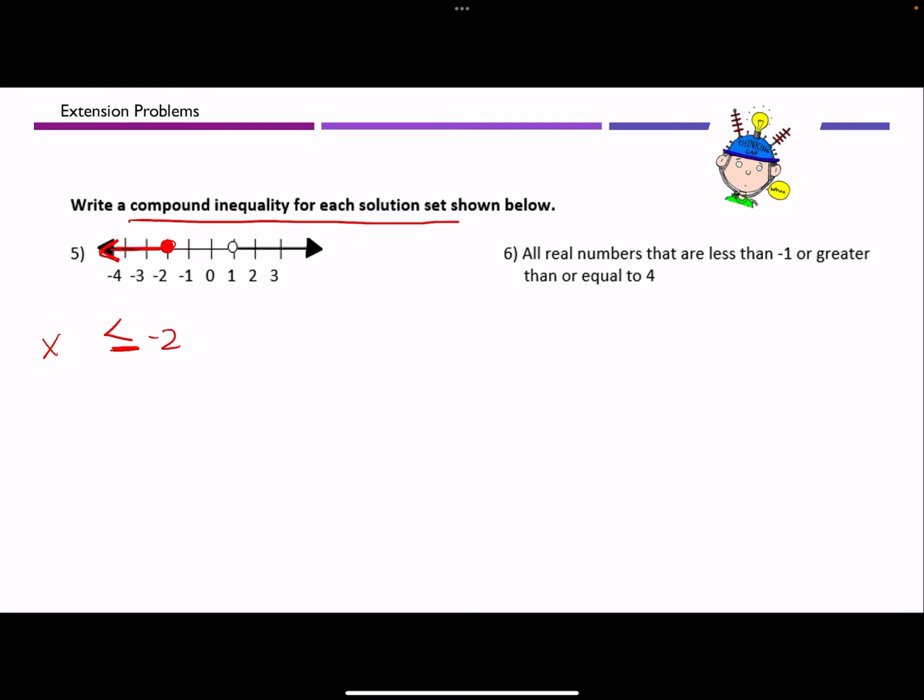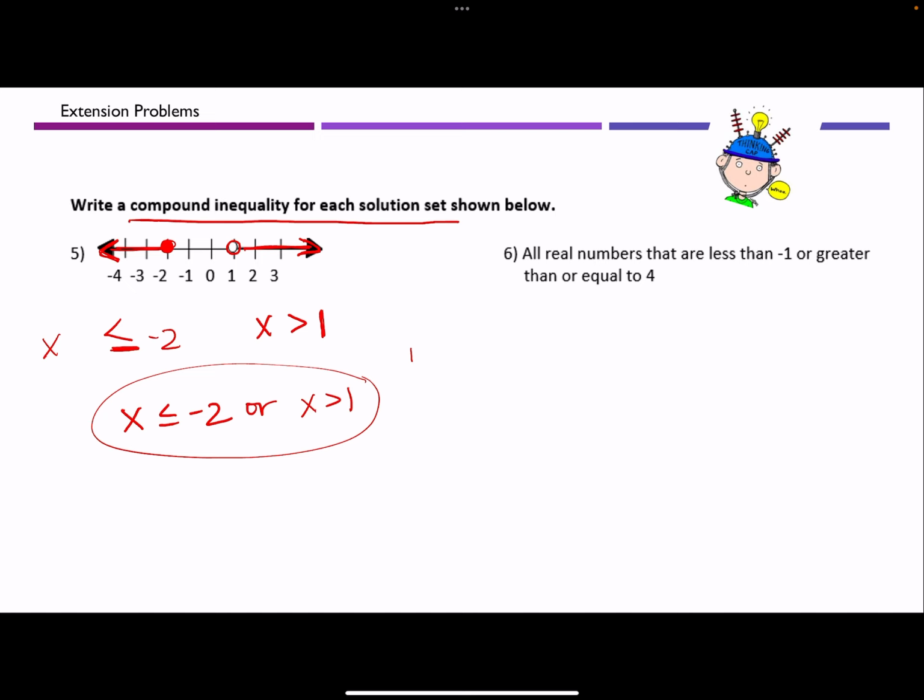And then over here, this graph starts at 1. And it doesn't include the 1. It doesn't have the 1 shaded. So I'm not going to have the or equal to line underneath. But it's shaded going to the right, in other words, the numbers that are greater than. So x is greater than 1. So my answer would be x is less than or equal to -2, or x is greater than 1. That's the compound inequality that matches the graphed solution set there.